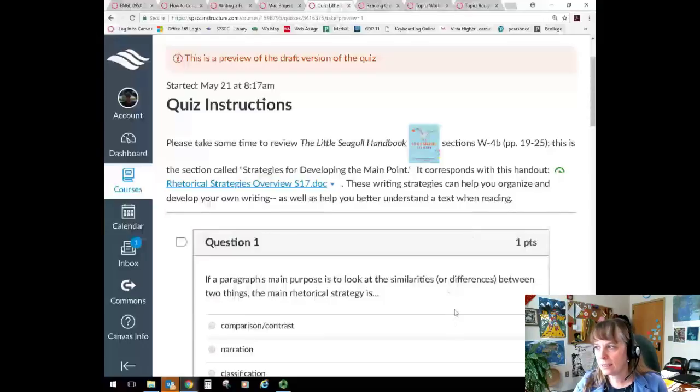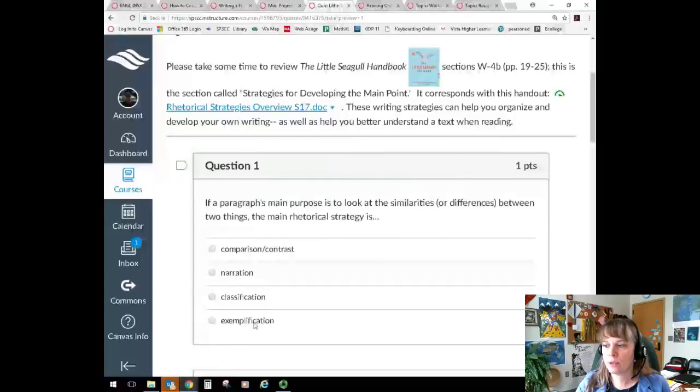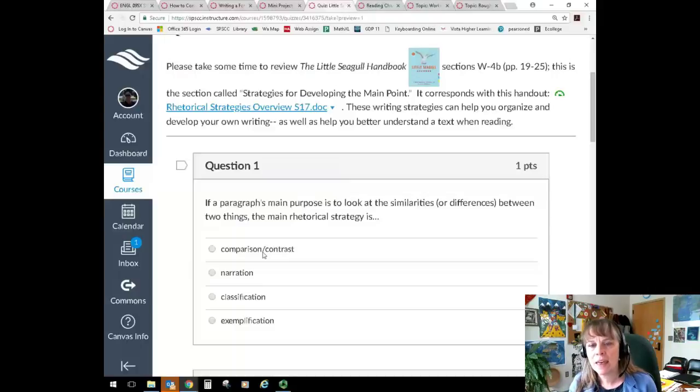Sometimes understanding different rhetorical strategies, which are different strategies authors use in their writing, can help you understand it. So if someone's writing a narration, which is a story, that's a lot different than if someone's writing exemplification, which is to provide many examples, or if someone was to write a comparison piece. So sometimes if you can figure out a paragraph or an essay, hey, what's the author trying to do here? What's the strategy they're using? That can actually help you understand their point. So I'm putting this quiz there just to help with that.